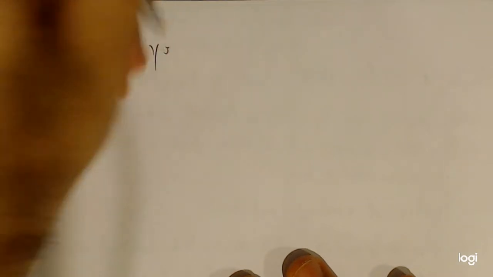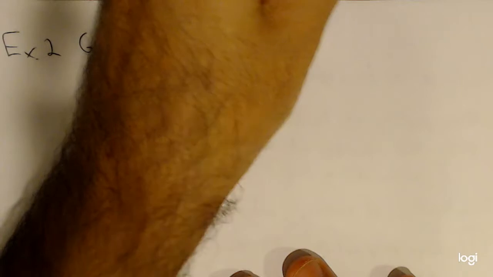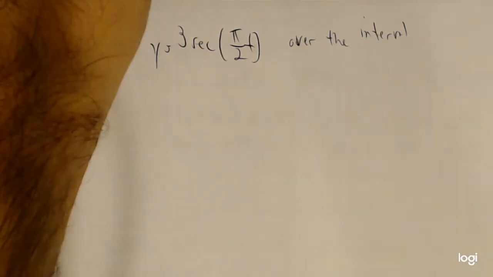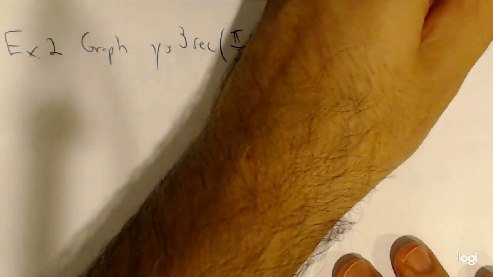Okay, so let's look at our second example. So for example 2, we're going to graph y equals 3 secant of pi over 2 t, over the interval of, let's just say, 0 to 2 pi.